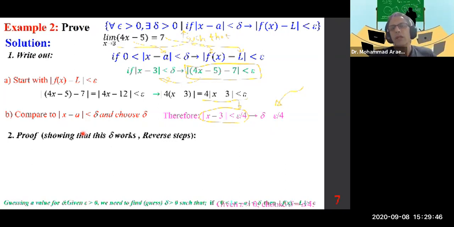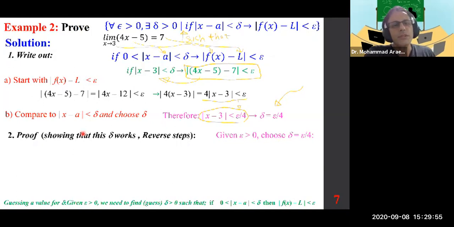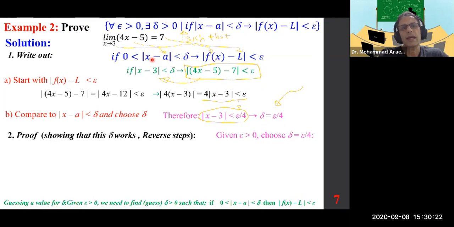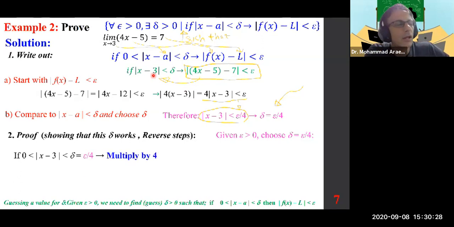Given epsilon larger than 0, choose delta to be epsilon divided by 4. That is the choice based on what we got in the previous step. Now we are going to start with this: absolute value of x minus a is less than delta. In this case, absolute value of x minus 3 is less than delta. So we start with this, and what is delta? We said epsilon over 4. So we start with this, we want to go there. We remember that delta is epsilon over 4.